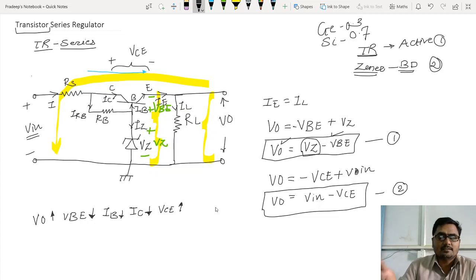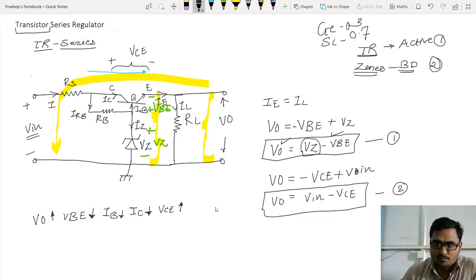VC will start increasing. See, if VCE is increasing, we didn't talk about input voltage yet. Input voltage is still constant. It has nothing to do with what is happening with output voltage. I am not checking any load regulation or line regulation. I am just telling you that output voltage fluctuates. Output voltage is increasing. So, if output voltage is increasing, VB decreases, IB decreases, IC decreases, then VC increases.